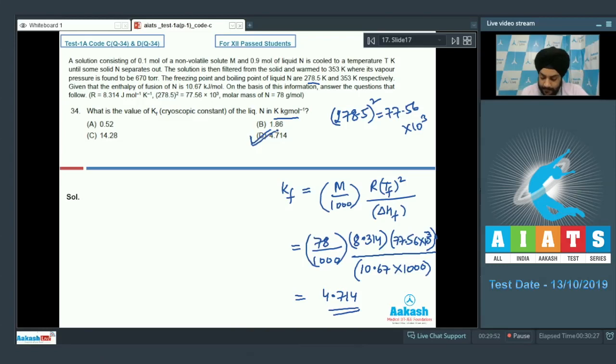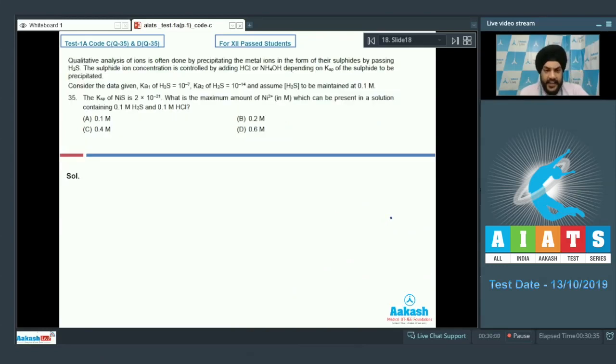Let us look at the paragraph given for question number 35 and 36. Qualitative analysis of ions is often done by precipitating the metal ions in the form of their sulfides by passing H2S. The sulfide ion concentration is controlled by adding HCl or NH4OH depending upon the Ksp of the sulfide to be precipitated.